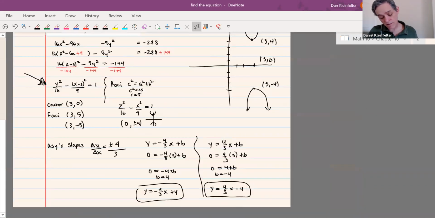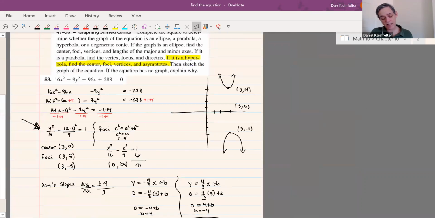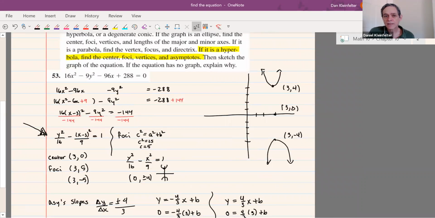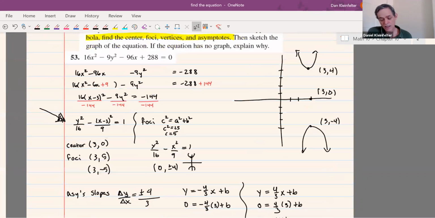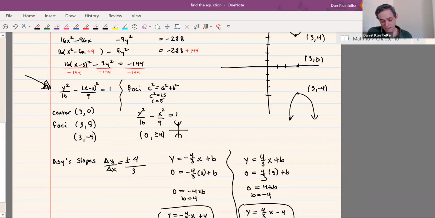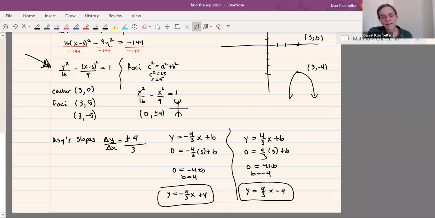Okay, so that was kind of a lengthy example, but we did a lot of stuff in there. We completed the square to put the equation in the identifiable form. We were able to figure out where the center was, and then from there we had to calculate where the foci would be, where the vertices would be, and then finally we had to find the equations for the two asymptotes.